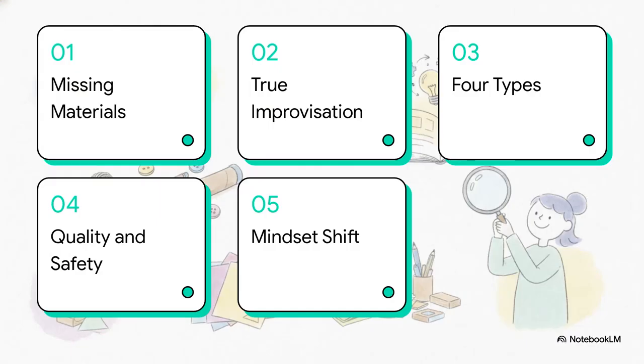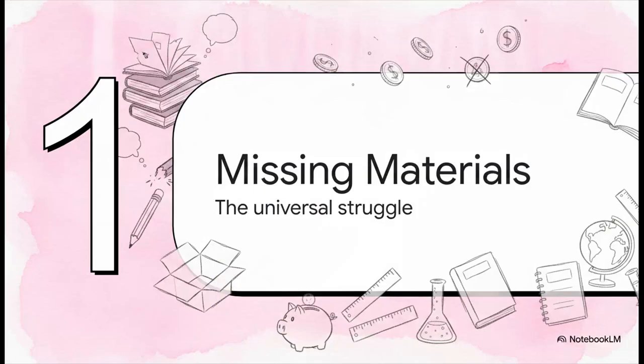Okay, let's dive right into this. Today we're exploring 5 key areas: the missing material dilemma, defining true improvisation, the 4 types of improvisation, ensuring quality and safety, and finally, a fundamental educator mindset shift. All right, kicking things off with Section 1, the missing material dilemma.